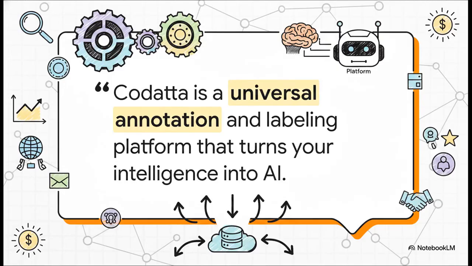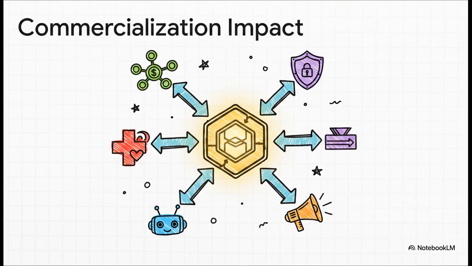I absolutely love this quote from the source material. Codatta is a universal annotation and labeling platform that turns your intelligence into AI. That is a powerful mission statement. By using Codatta Clip to easily submit high-quality data, you're actually lowering the barrier for AI development teams everywhere. You're providing them with inclusive access to quality data, which facilitates massive AI advancement. And in return, you're empowered to enjoy long-lasting rewards for your critical contributions. It's a total win-win.